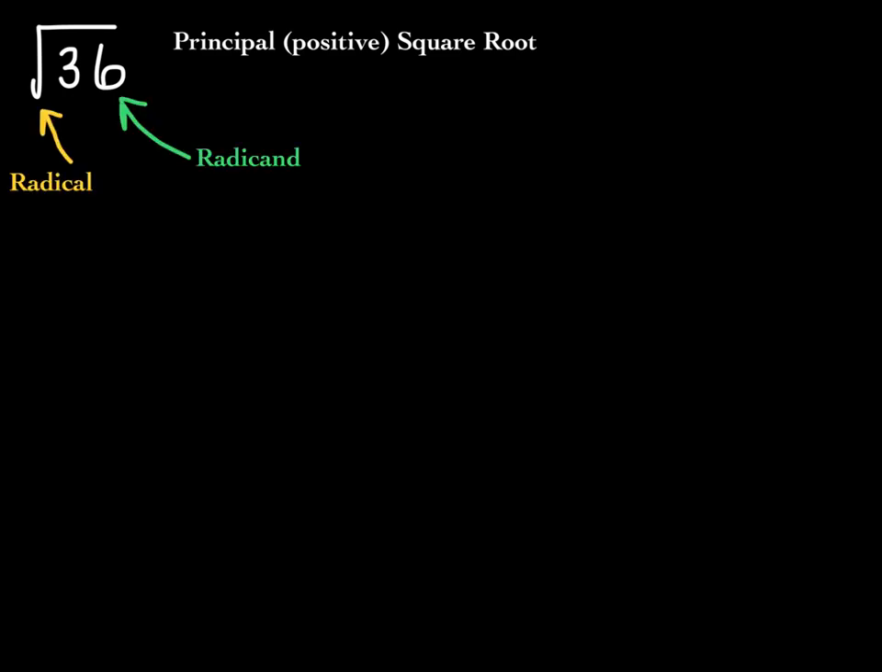In this example here, the expression that's underneath the radical is called the radicand. And this symbol here is the radical. So you've got the radical and the radicand. Whatever is underneath the radical is called the radicand, okay? So what this is really saying is give the principal or the positive square root of 36. So therefore, the one and only answer for this is positive 6.